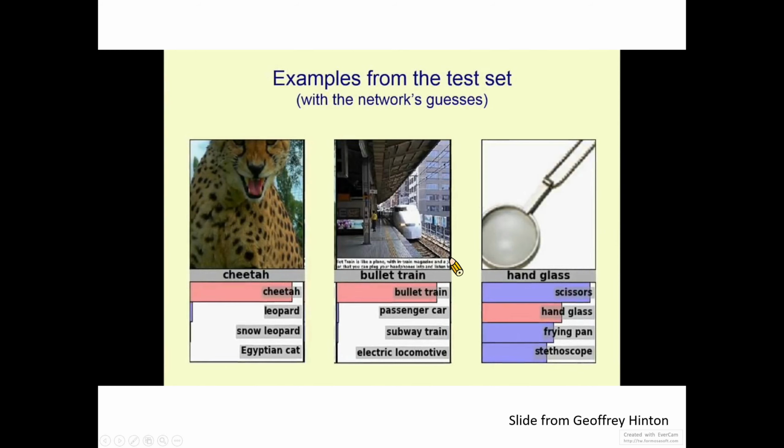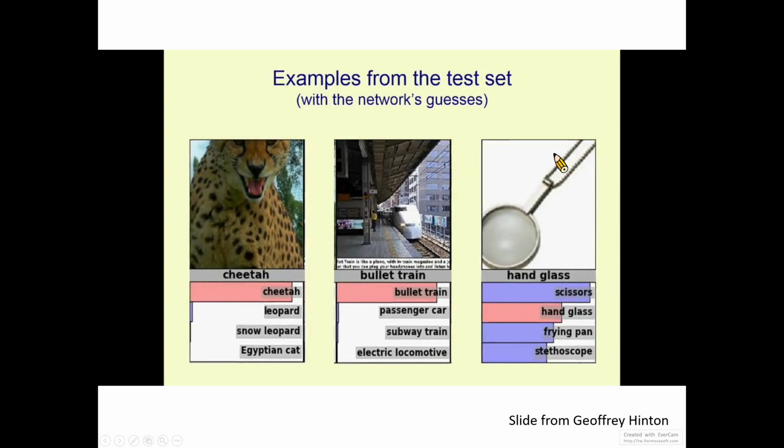And at the same time, you can also see that there are some limitations of the convolutional neural network. For example, if you have these special images, this looks like a hand glass.